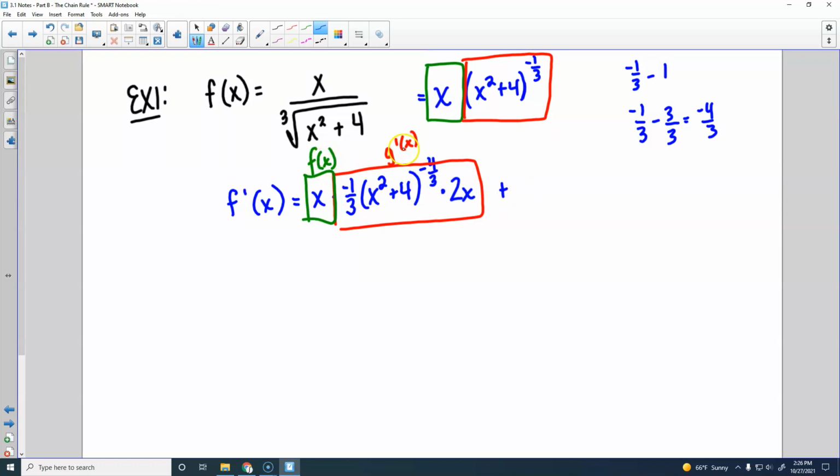So f times g prime of x, then you got to do g, so x squared plus 4 to the negative 1/3 times f prime. What is f prime? 1. So we'll label these two. This was just our g of x. This was our f prime of x.